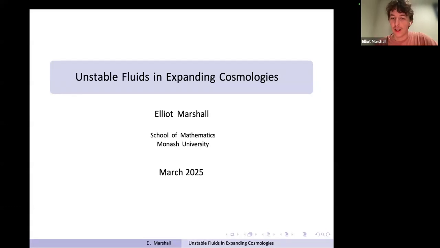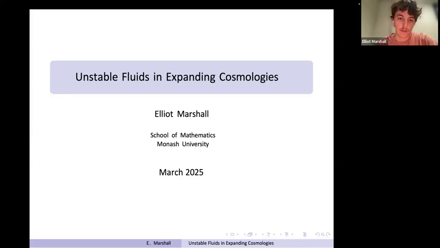So primarily what I want to talk about today is some work from my PhD thesis, which broadly covers the topic of relativistic fluids and expanding cosmologies. In particular, what I want to talk about specifically is some numerical work that I've been doing, which looks at certain types of instabilities which can happen in fluids in these cosmologies.